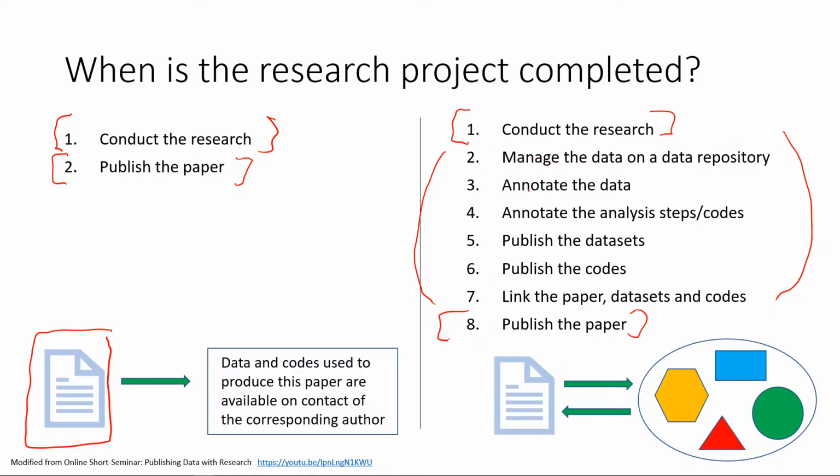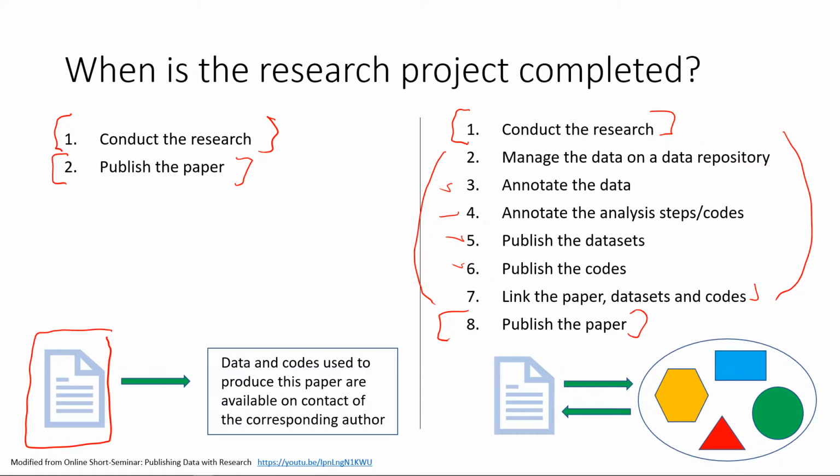You need to annotate your data, put a lot of metadata and detail to be able to describe your data so that other people will be able to understand it and use it. You should not only annotate the data, but also the analysis steps and the code. Then you publish your data set, you publish your codes or your methods or your analysis steps, and you link the paper, the data sets and the codes.